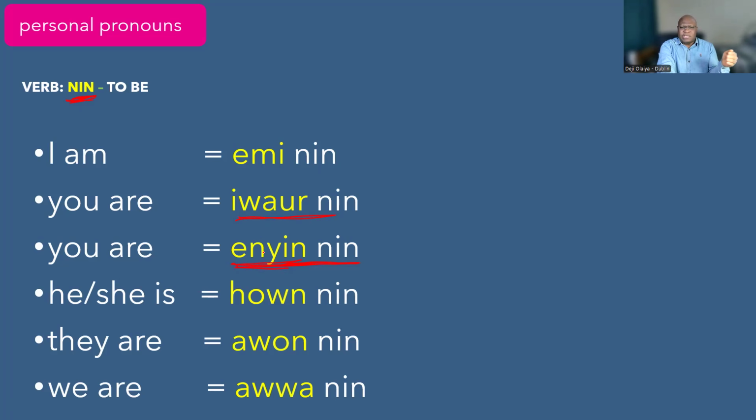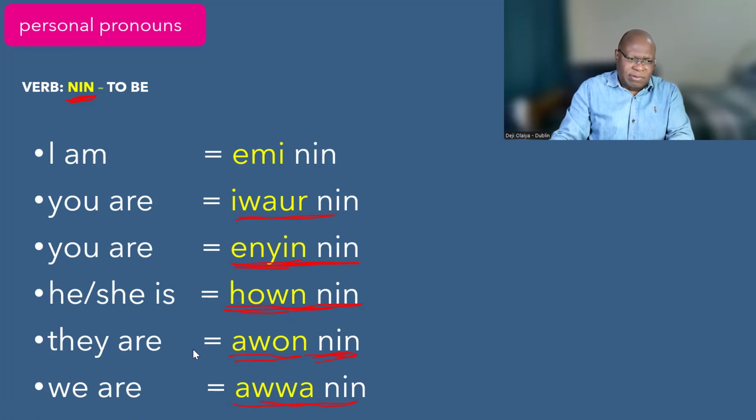To say he or she is, òun ni. To say they are, àwọn ni. And to say we are, àwa ni. So that's the way you use those pronouns. You just need to memorize them so that anytime you want to speak, that's the way you begin a conversation. Now let me go to the next slide and then we can continue.